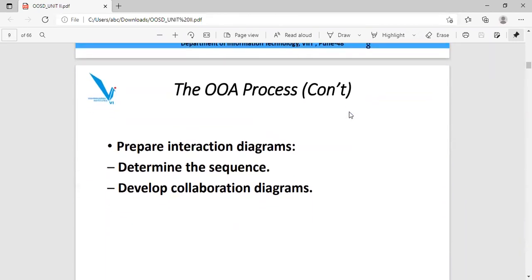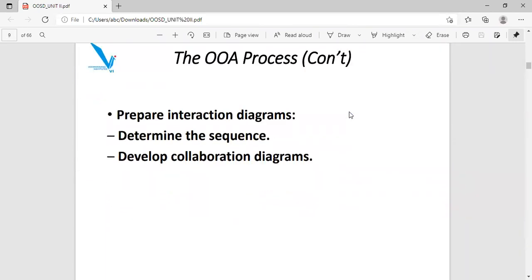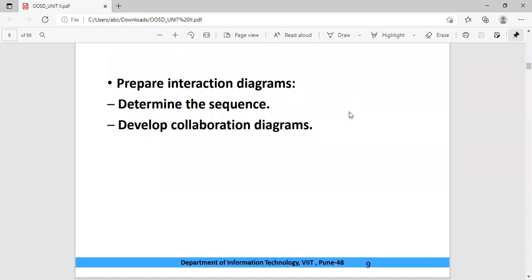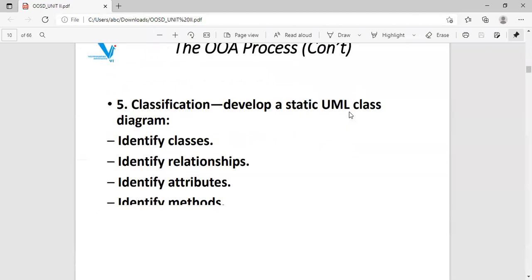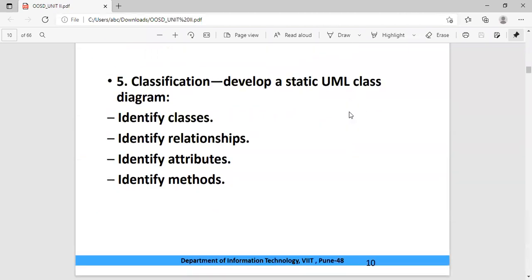Now let's understand what exactly we require to do. We are required to prepare the interaction diagrams, where we determine the sequence. The sequence is nothing but the flow of your system, how my system will react to a particular input, so that it gives me the flow of that system. That is determined by the sequence. The second is developing the collaboration diagram. These are the things I have to perform with the help of UML.